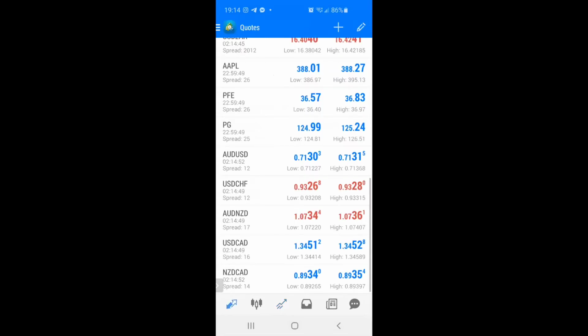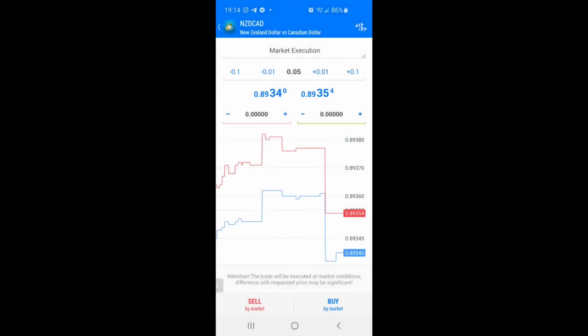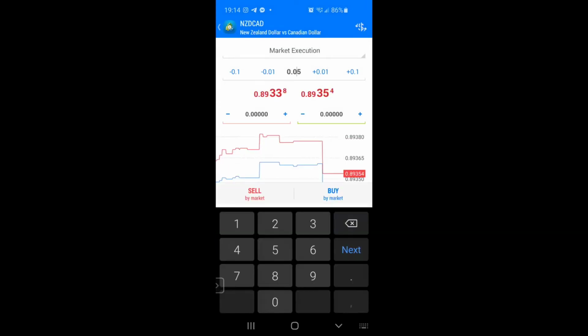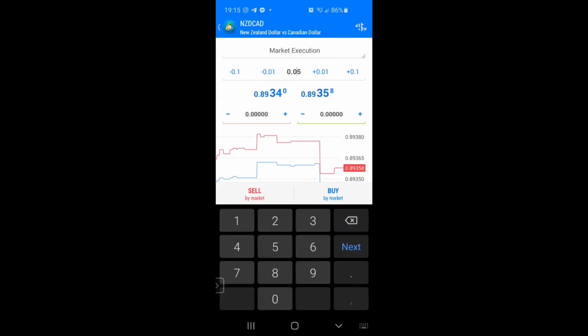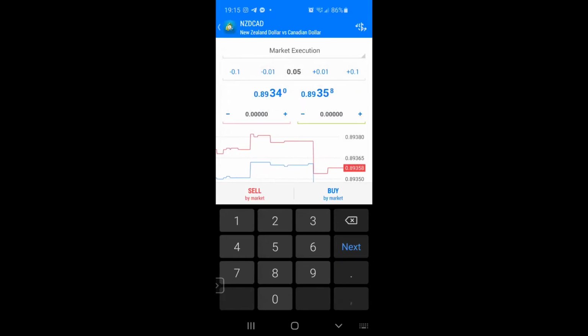Then we're gonna come back over to NZD CAD. I clicked on new order. We had the lot sizes up here, right? And right above that was the market execution and the different types of pending orders. All I did was come over to the left-hand side, the red side, and put in my stop loss. If I'm putting $20 into this trade, I want to make sure I don't lose any more than $3. That's what this stop loss is for, so I won't lose my whole $20.